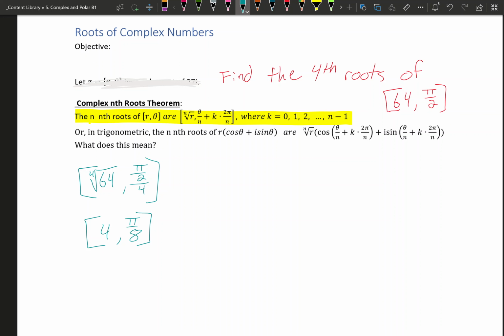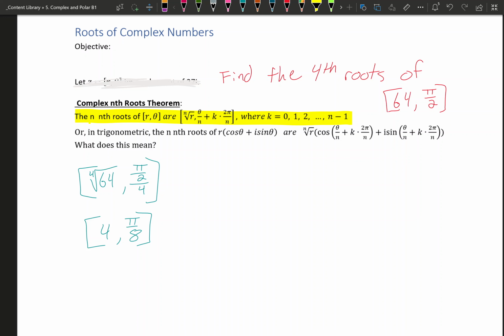However, we need to look at this complex nth roots theorem. We are not going to have just one fourth root. We are going to have n nth roots. That is not a typo. That is n nth roots. That means we'll have 4 fourth roots, 5 fifth roots, 2 square roots, 3 cube roots, 10 tenth roots.